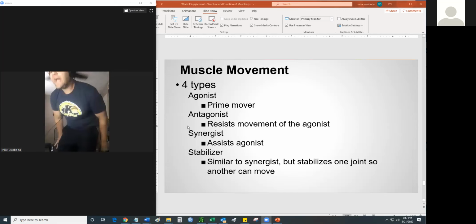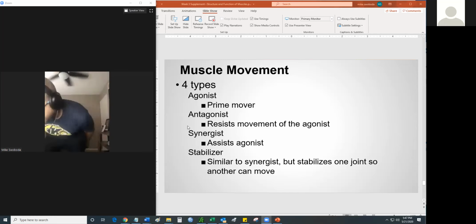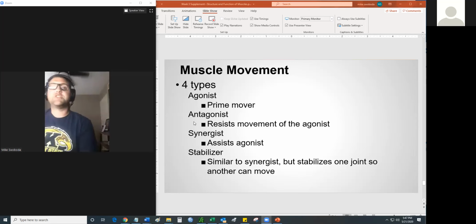So that is our overview here of muscle contractions and action potentials. And then when we come back next time, we are going to be getting into this a little bit deeper on how these motor units work in all practicality. And then we'll move on from there.